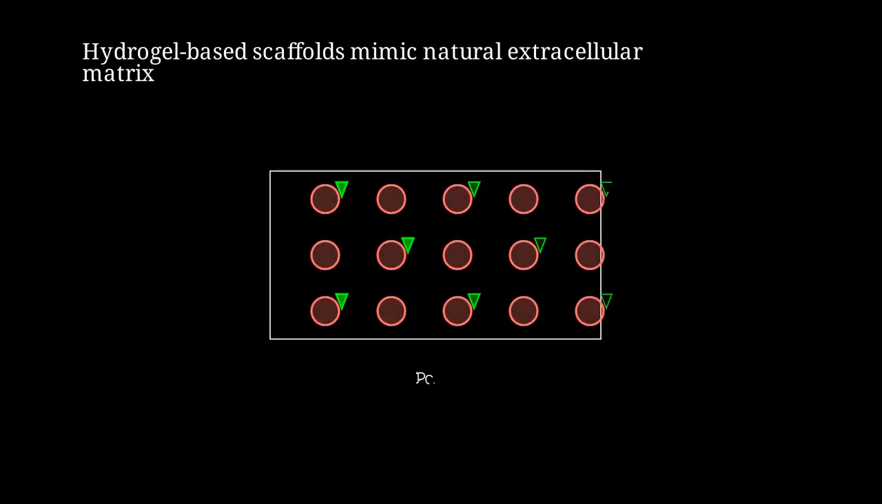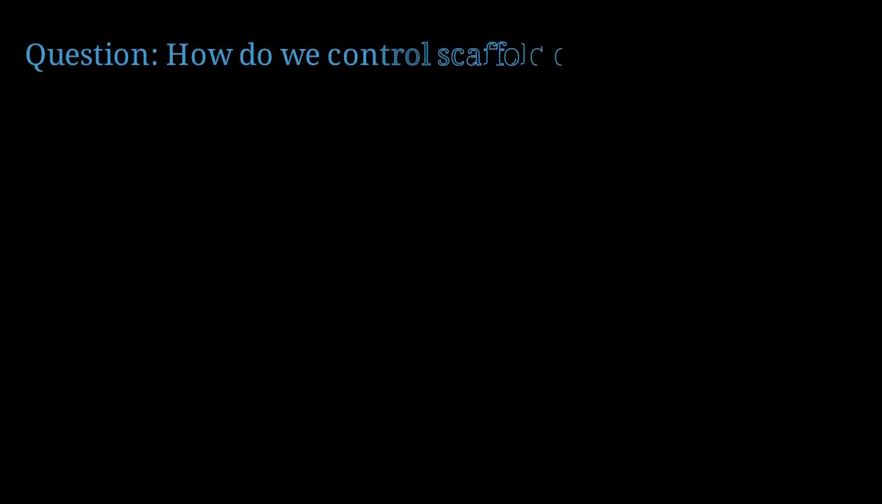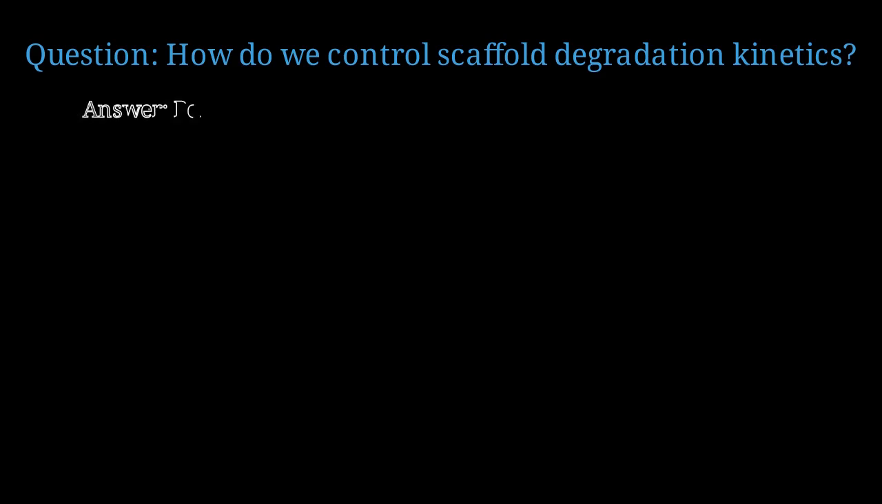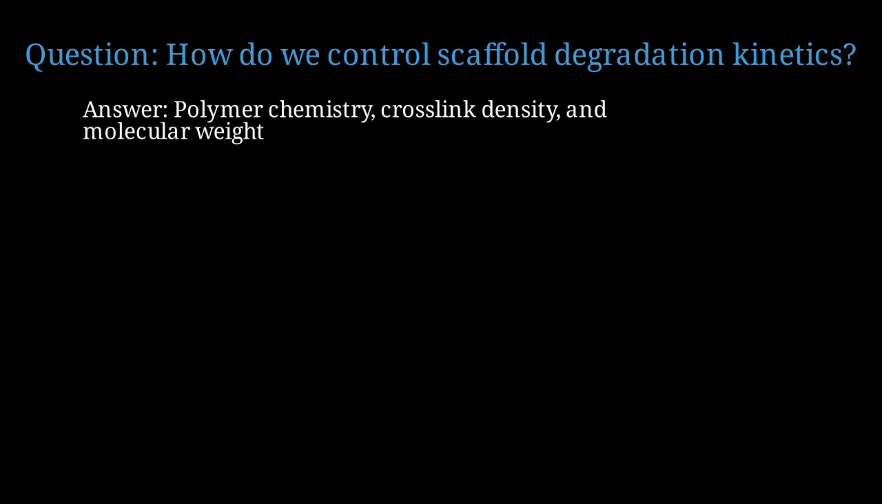This diagram shows a scaffold cross-section. The red circles are interconnected pores templated by emulsion droplets. The green triangles represent cells that have infiltrated the scaffold, adhering to pore walls and proliferating. An important question arises. How do we control the degradation kinetics of these scaffolds to match tissue regeneration rates? The answer lies in careful material design.